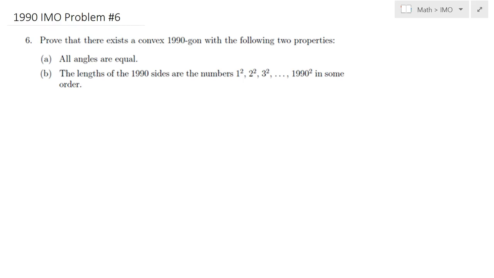Hello everybody, in this lecture we will be solving 1990 IMO problem number 6. Here is a view of this problem. We would like to show that there exists a convex 1990-gon with two properties. First, it should be equiangular, and second, the lengths of the sides, we have 1990 of those sides, are 1 square, 2 square, and so on, all the way to 1990 square in some order.